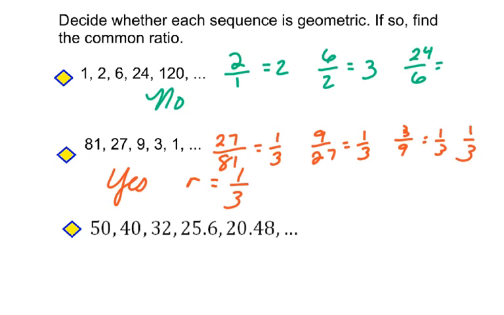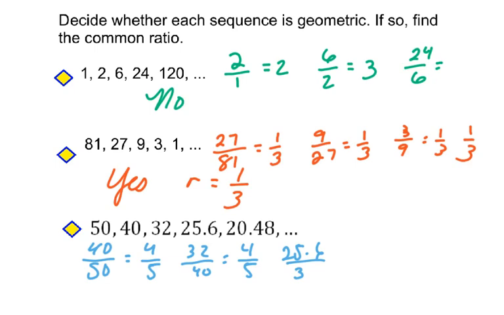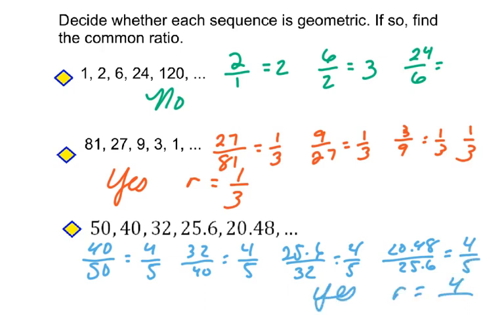Last example, 50 divided by 40, oh no, the other way around. 40 divided by 50 is 4/5. 32 divided by 40 is 4/5. 25.6 divided by 32: if you were to multiply the numerator and the denominator by 10 and then reduce, you would also get 4/5. And the same thing is true for 20.48 over 25.6. If you multiplied numerator and denominator by 100 and then reduced, you would get 4/5. So yes, and the common ratio is 4/5.